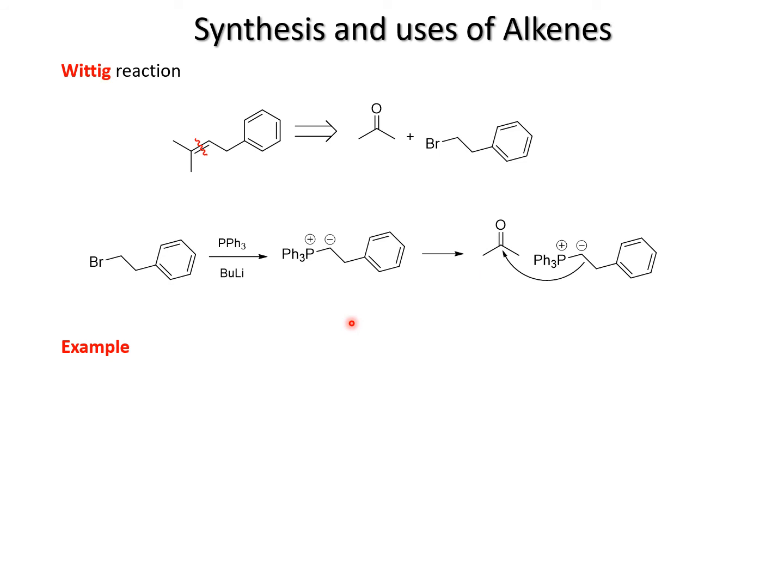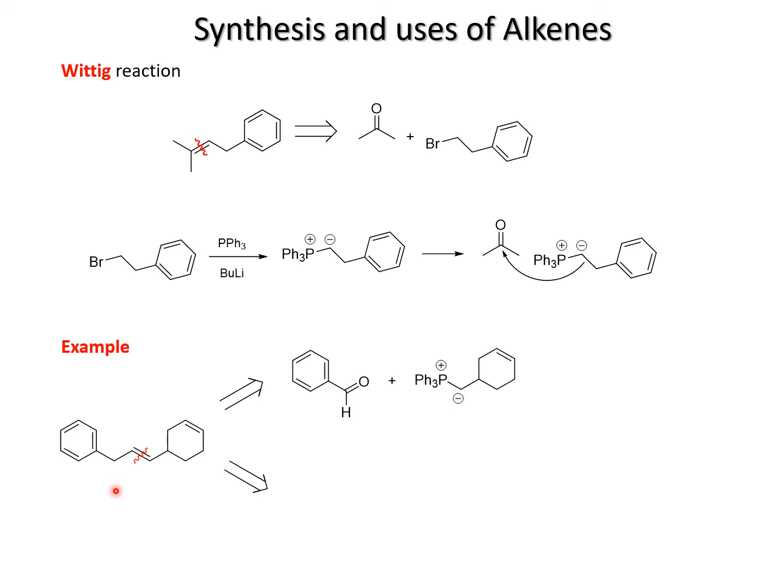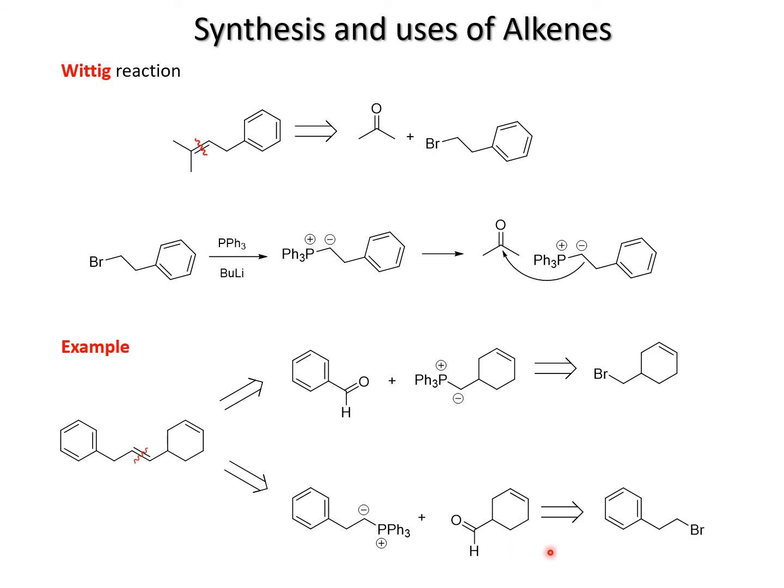Let's see with a practical example. Let's say that we want to synthesize this double bond. We can cut it here, and we have two different options. We can form the benzaldehyde, so keeping the carbonyl on the aromatic side, and we can create the phosphorus ylide on this bromoalkane. You can also form the phosphorus ylide, keeping it on the aromatic side, and we can use this aldehyde instead. In this case, the phosphorus ylide is created in the same way that we have seen before from the aromatic part.